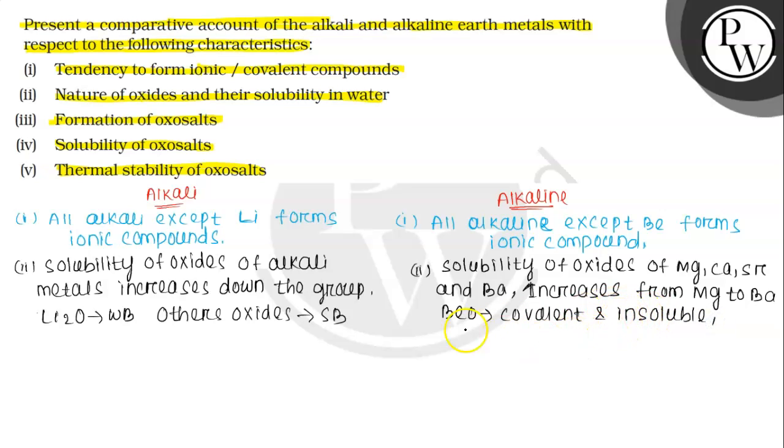And if you see the nature, BeO is amphoteric, but MgO, CaO and SrO are weak bases and BaO is a strong base. So this is the second point.